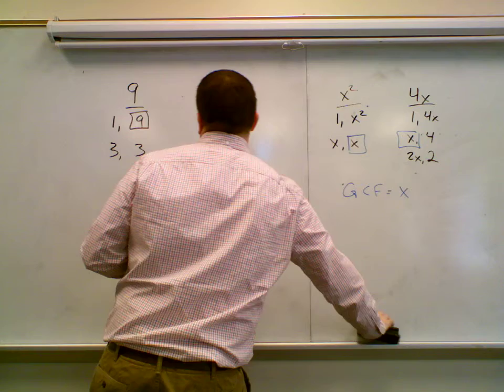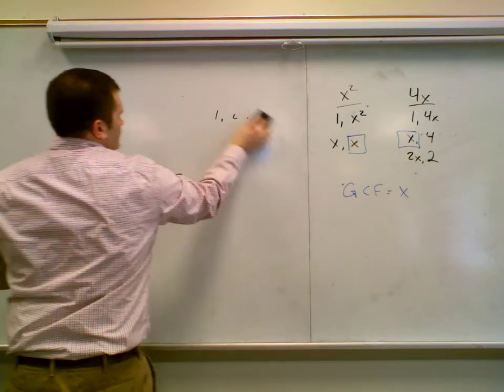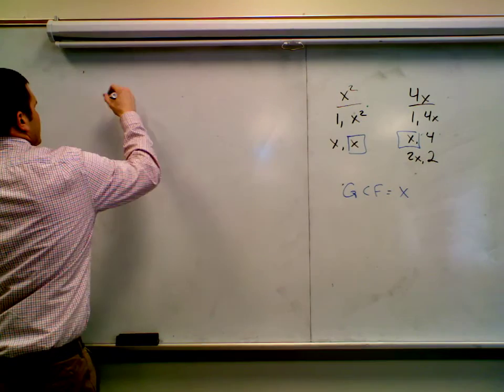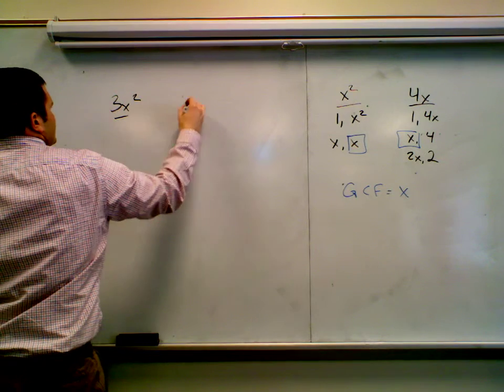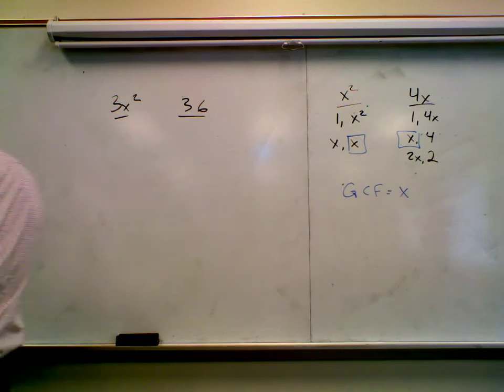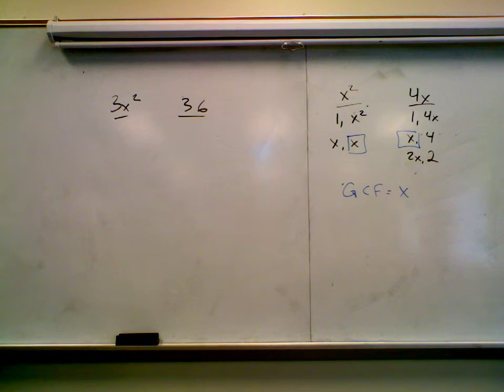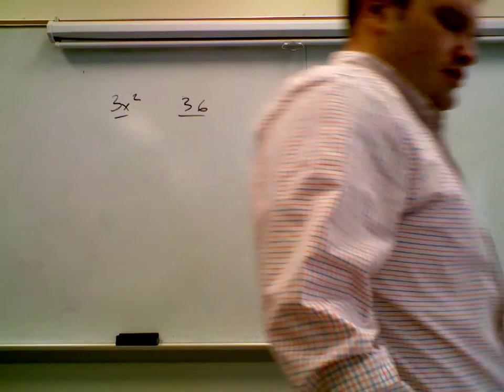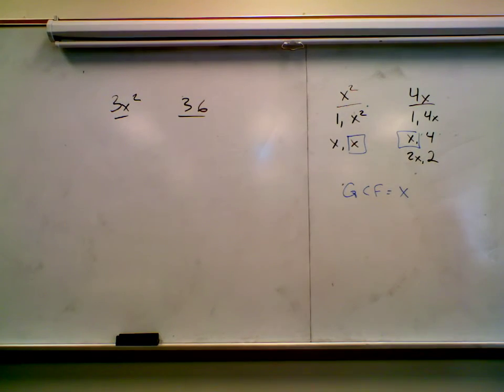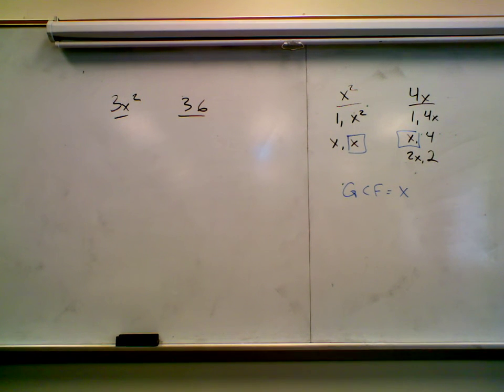I said we'd do F as well. What was F again? 3x squared and 36. So what I want you guys to do is list the factors of 3x squared and 36 real quick. You're running out of time. This is your homework. It's only one side, don't worry. The font's kind of small though.